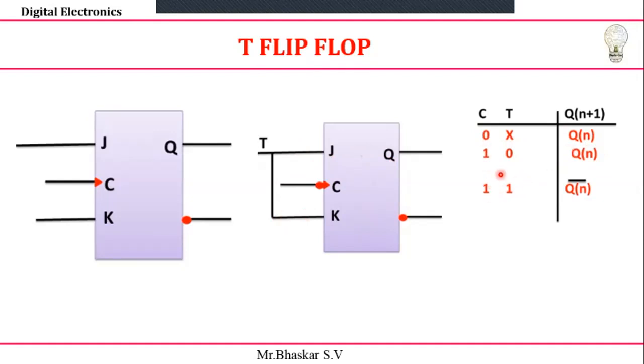Suppose the T value is 1. Suppose previously it is 0, the next state is 1. Suppose the present state is 1, the next state is 0. So we get the complemented value, that is called the toggling condition. So this is a small truth table of our T flip-flop.